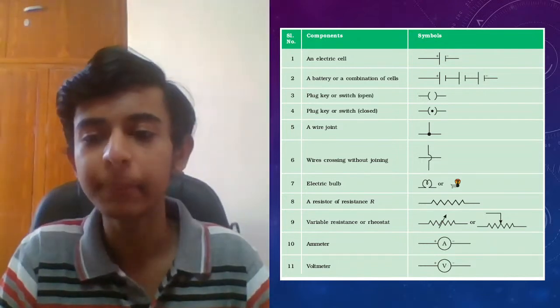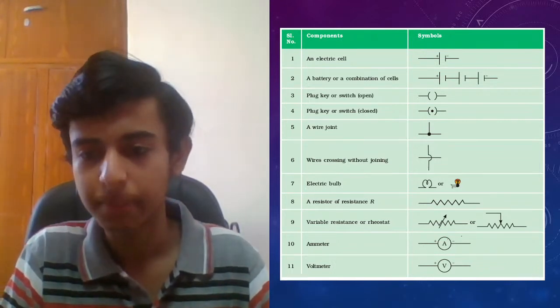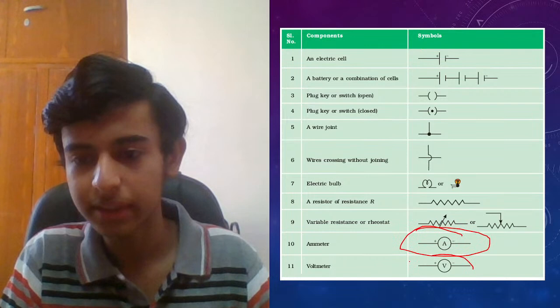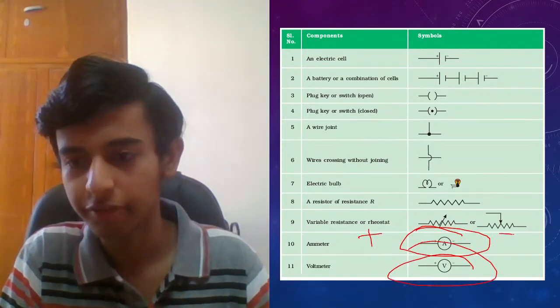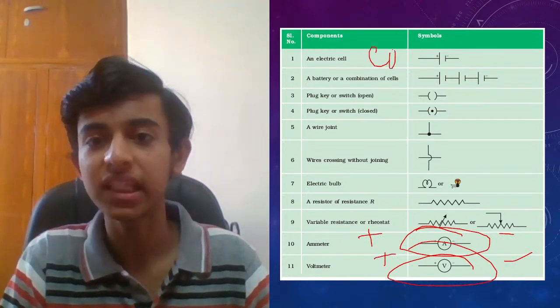Then your ammeter is simple A, and voltmeter is simple V. Positive, negative, positive, negative. And always remember, in this chapter you will be asked to draw many circuit diagrams.